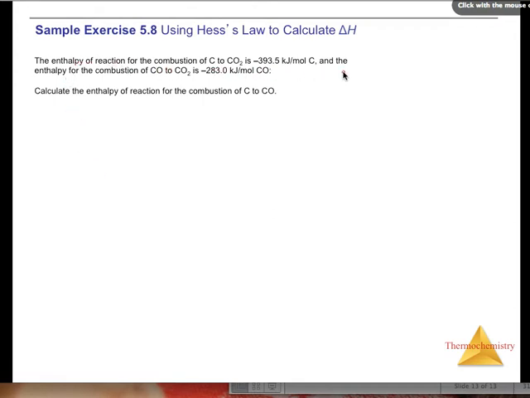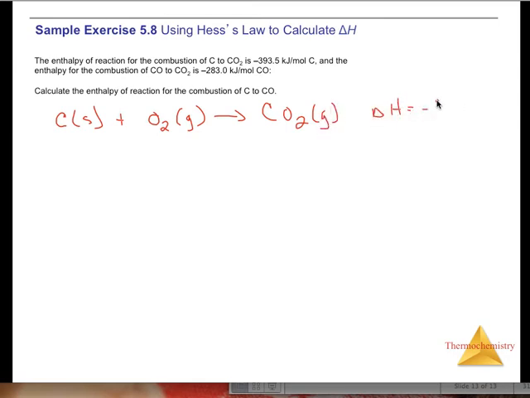Let's look at this first reaction and write the reaction for it. So I have carbon as a solid and oxygen, because it's a combustion, going to carbon dioxide gas. The change in enthalpy for that reaction is negative 393.5 kilojoules per mole. I'm just going to say kilojoules per mole because as written it is per 1 mole of carbon. And that's balanced.